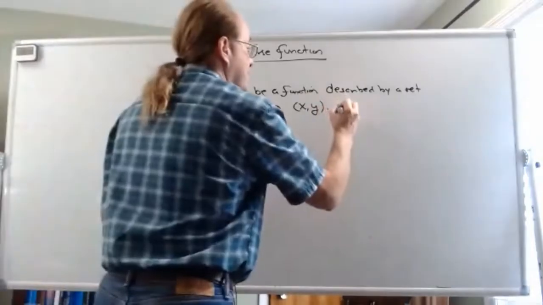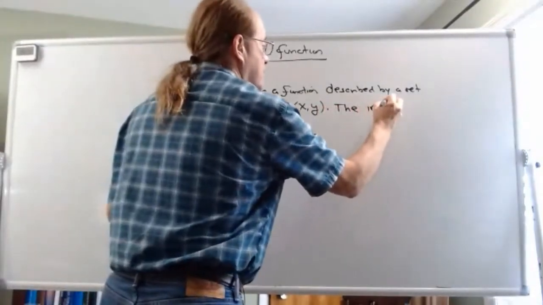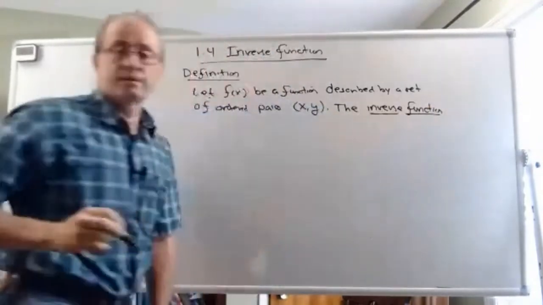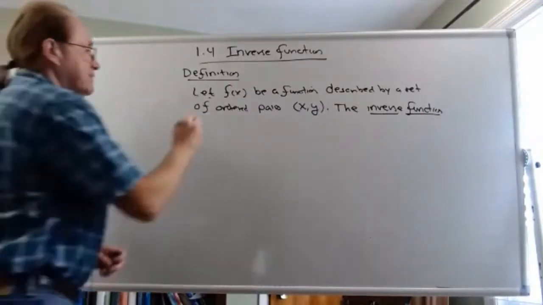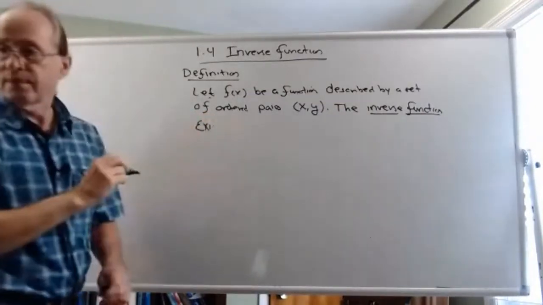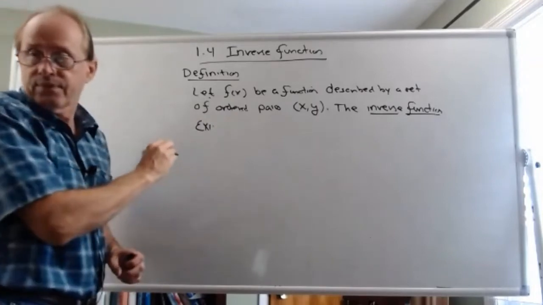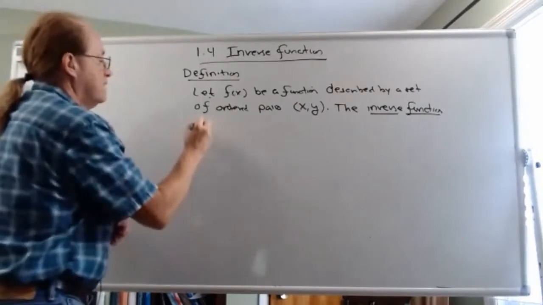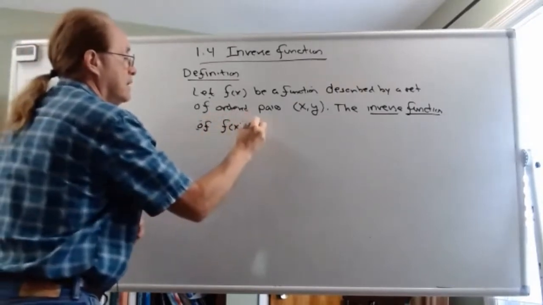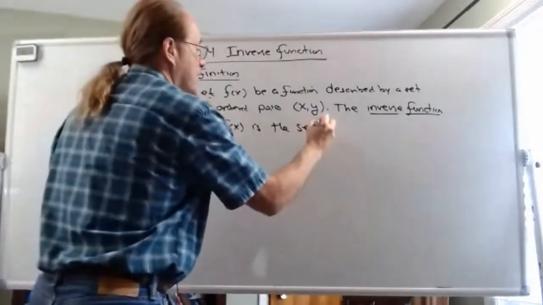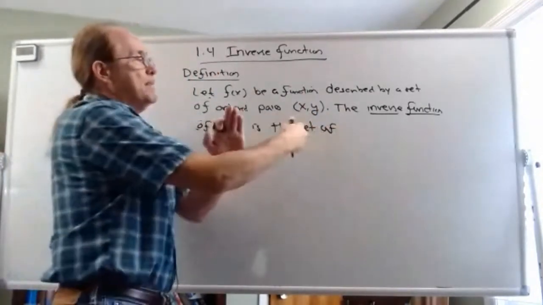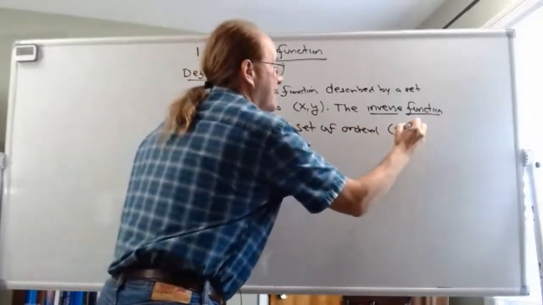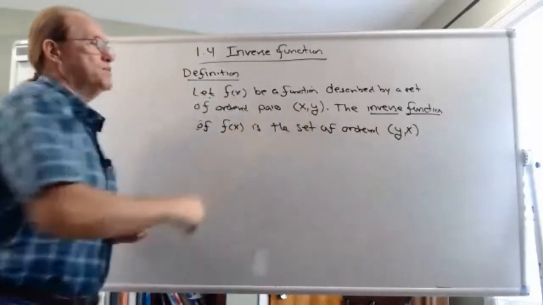Okay. Now, the inverse function, that's what we're defining over here. The inverse function exists. Well, the inverse function of f of x is the set of ordered pairs when I swap the x's and y's. Set of ordered pairs y comma x. Notice what I've done. I just flipped the x and y.